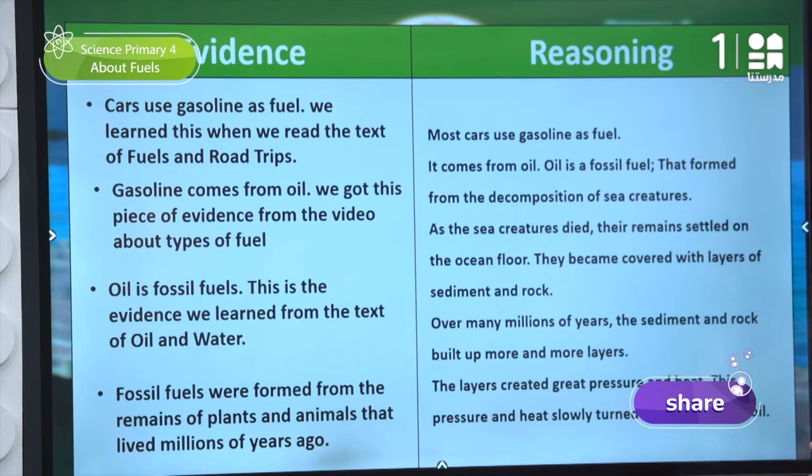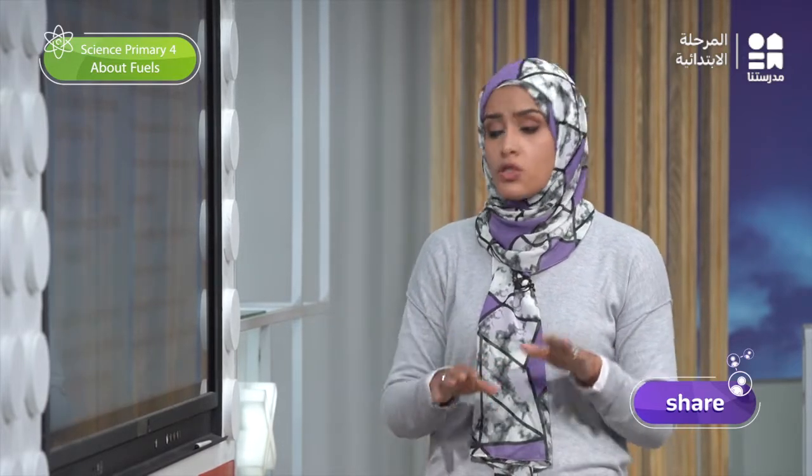They become covered with layers of sediment and rocks. Over many millions of years, the sediment and rock built up more and more layers. The layers created great pressure and heat. This pressure and heat slowly turned the remains into oil.